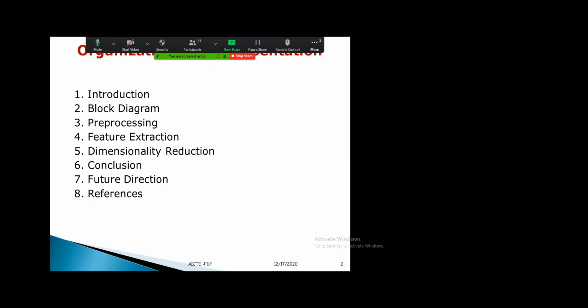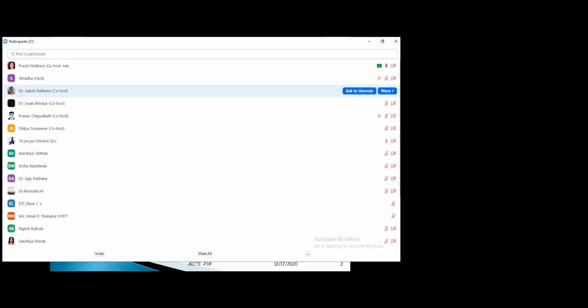I can also see many of my senior colleagues as participants. So I hope that this session is valuable for them.